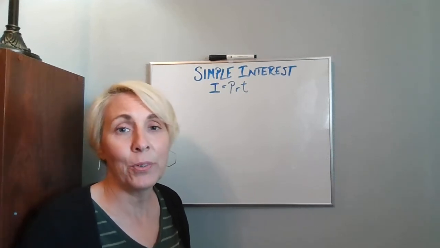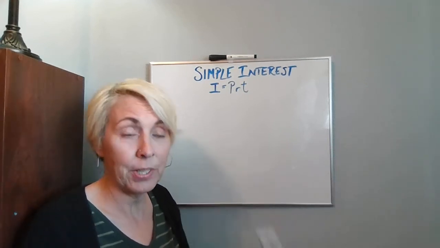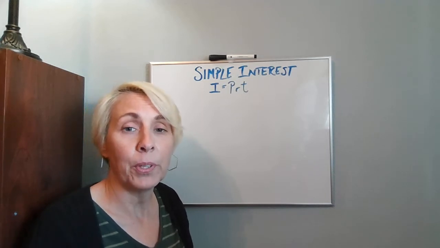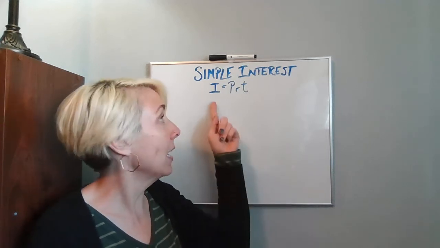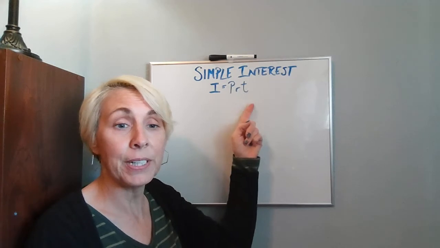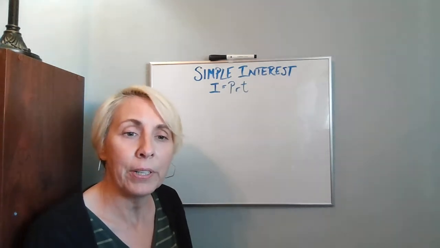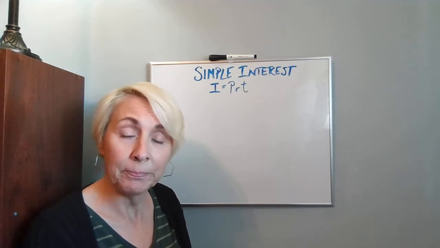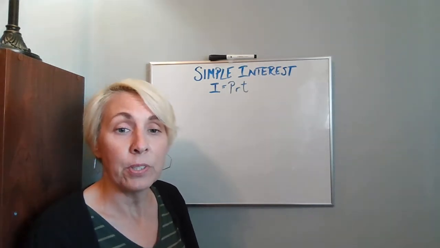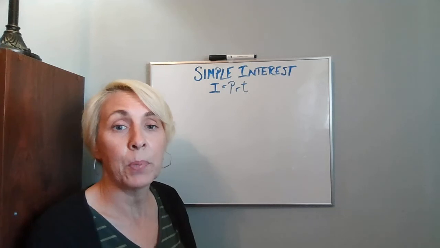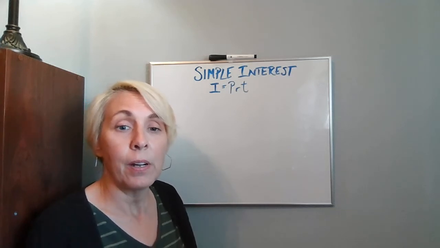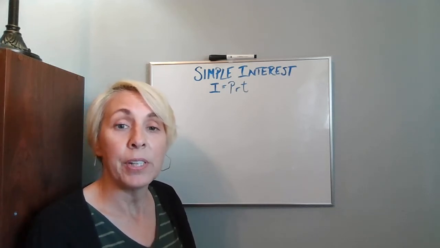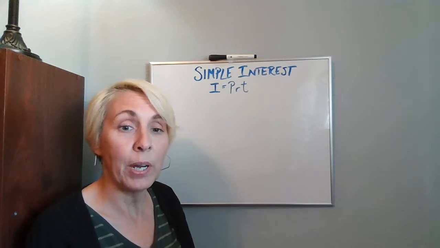Hi everyone, today we are going to be talking about simple interest. And up on the board I have the formula for simple interest, which is I equals PRT. But first let's talk about what interest is. Interest is the fee for borrowing some money. And simple interest is a one-time percentage on the amount of money that you have borrowed.